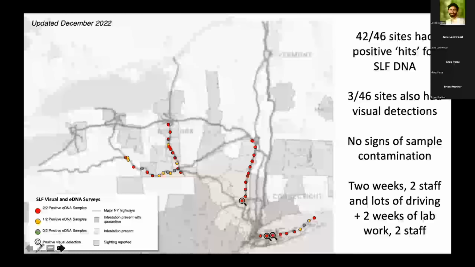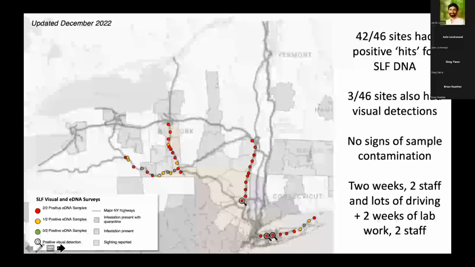So here are the results of the one round we did this year. This was in September and October. Every time we stopped the truck, we took 2 samples. The results here say red is 2 out of those 2 samples, where each sample was 3 trees rolled, showed positive hits for eDNA. The yellow is where only 1 of the 2 samples tested positive, and green being that none of them did.